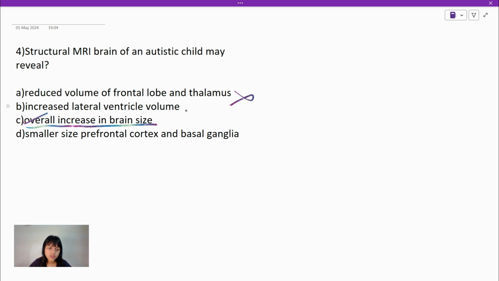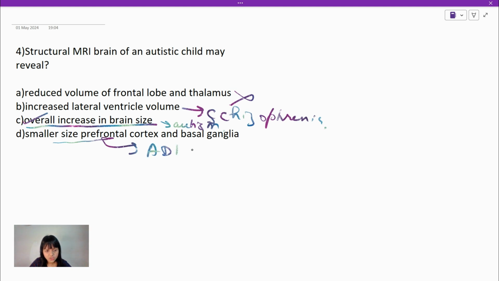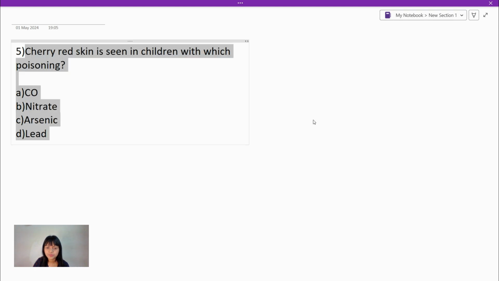Increased lateral ventricle volume, this you find in a case of schizophrenia. Okay, overall increase in brain, as I told you, in autism. And smaller size of prefrontal cortex and basal ganglia, this you find in a child with ADHD. Okay, so here answer is option C, overall increase in brain size. Remember this. Okay, now moving on to the last one liner of the day.